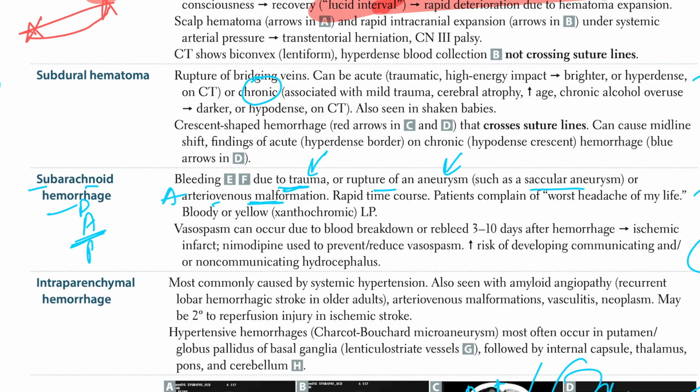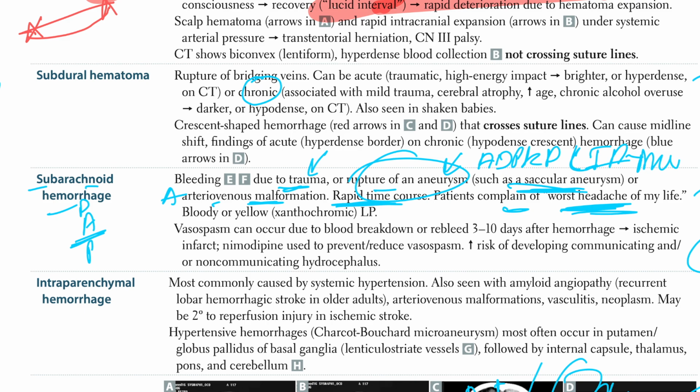Okay. Also, you can think about some risk factors: rupture of aneurysms, and also autosomal dominant polycystic kidney disease, ADPKD, for example, and connective tissue disorders, for example, Marfan's. So think about all of them where you have a trauma or rupture of the aneurysm, saccular aneurysms. What's going to happen here is that there's a rapid time course, meaning the patient will complain of worst headache, high yield, worst headache of the life.